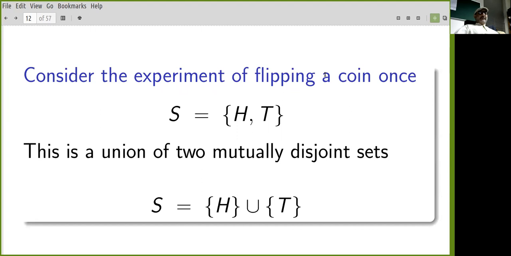So let's say my experiment is flipping a coin and recording the results. So the sample space S is equal to {H, T}. Now I can break that S up into two mutually disjoint sets: the one containing only H, the one containing only T. So those two subsets, if I take their union, then I get S, and they're disjoint. Their intersection is empty.